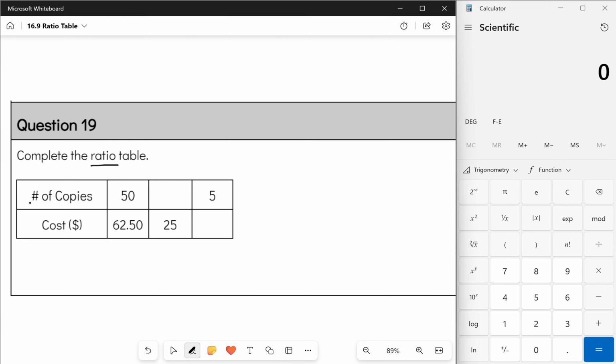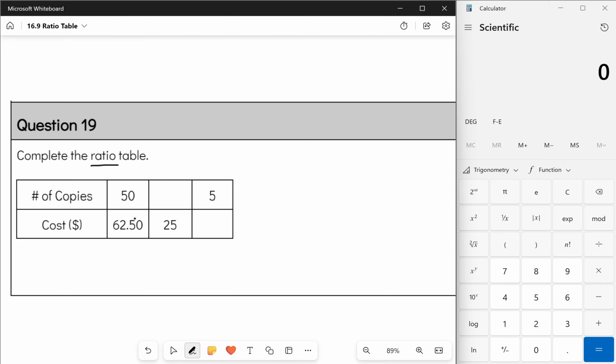It's saying we've got number of copies here and cost down here. So if we went to a photocopy store and we got 50 copies, how much would that cost? It would cost $62.50. We can see that's our unit here. And the unit up here is number of copies, 50.